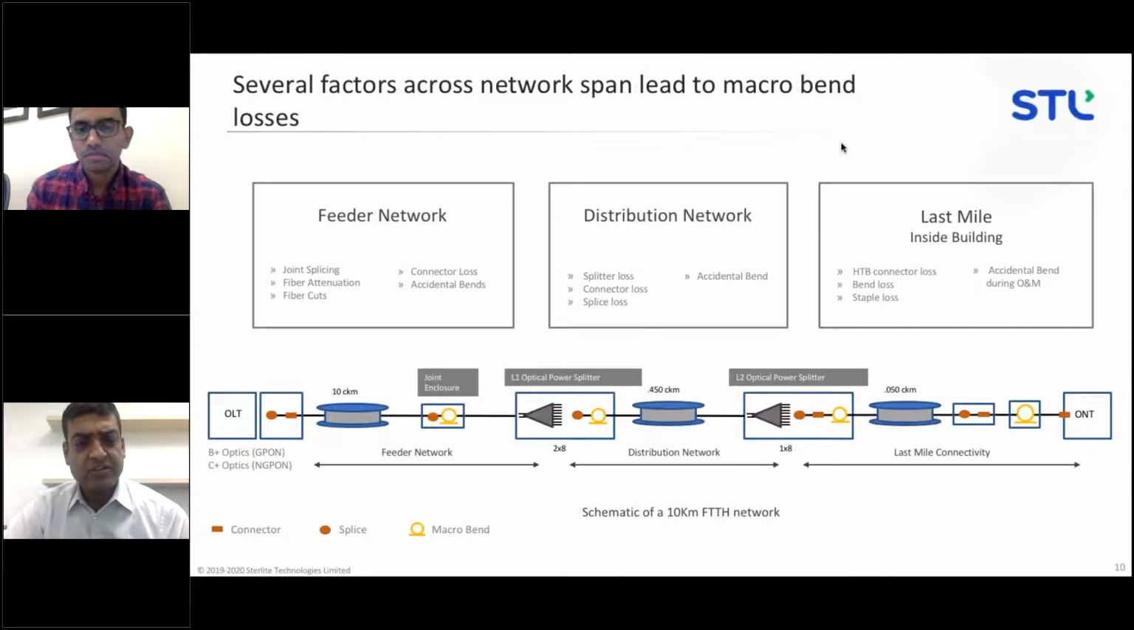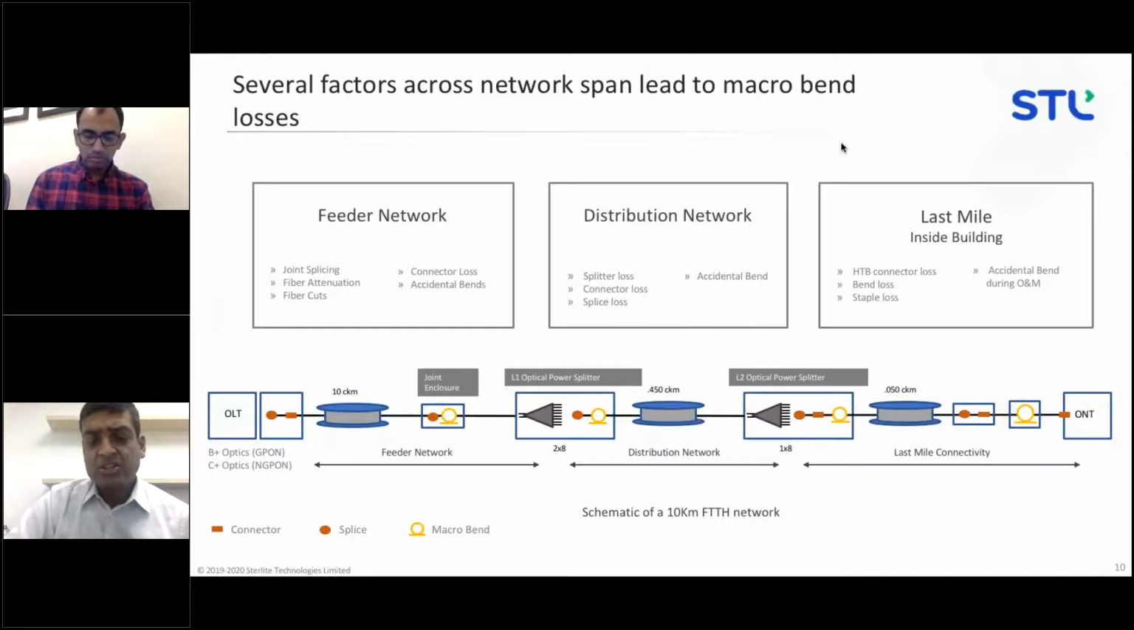In the first two areas, the feeder and the distribution network, we have issues of splicing, of fiber cuts, of accidental bends, either because of unskilled installation or other reasons. We have splitter losses and bend losses coming in again in the distribution networks. In the last mile, it's a little bit of a different story. But again, you see bend being a very consistent contributor across every different aspect of this network.